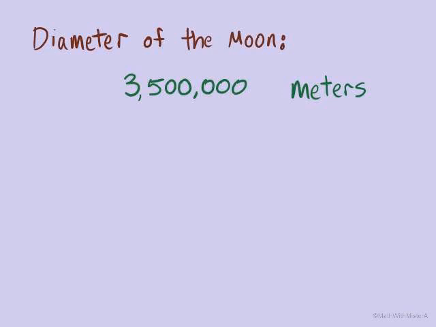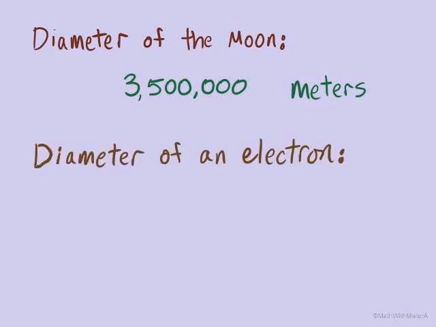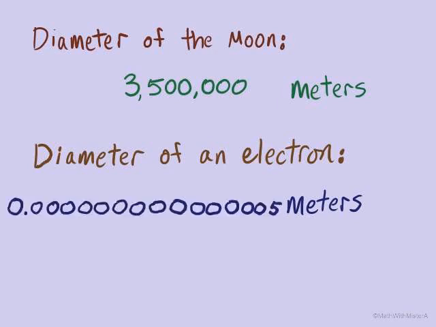Turns out 3,500,000 meters, approximately. And how about the diameter of an electron, one of the tiny particles floating around the nucleus of an atom? Also in meters, the diameter of an electron is about this, 5 quadrillionth of a meter, or 5 femtometers you could call it. Now these are quantities that do come up in science quite a bit, so it can be useful to have a way of writing numbers without having to write all these zeros.